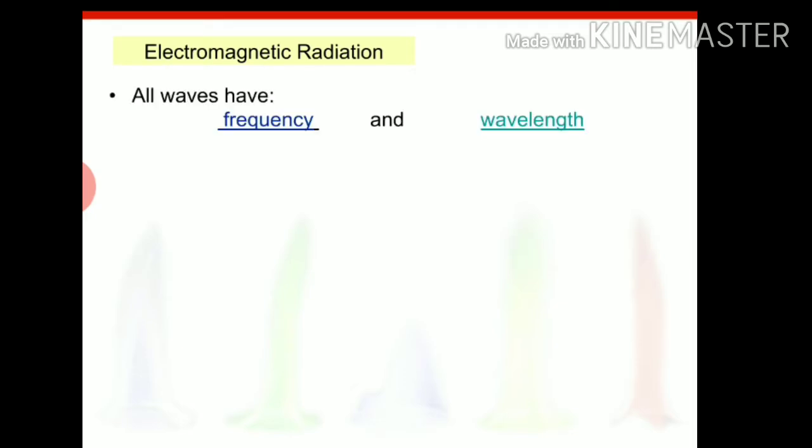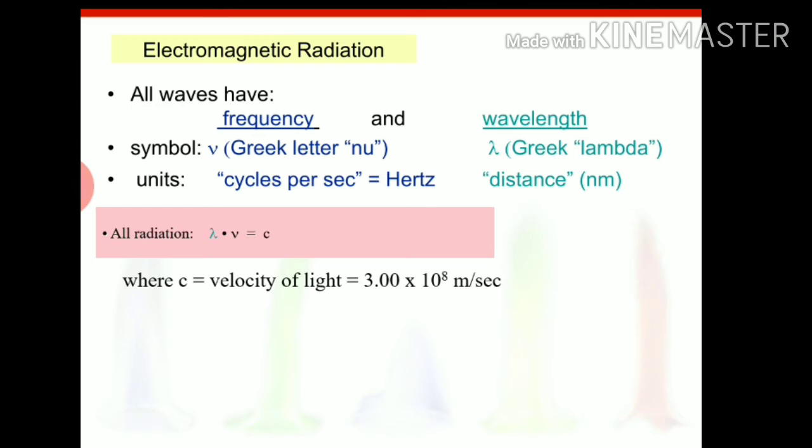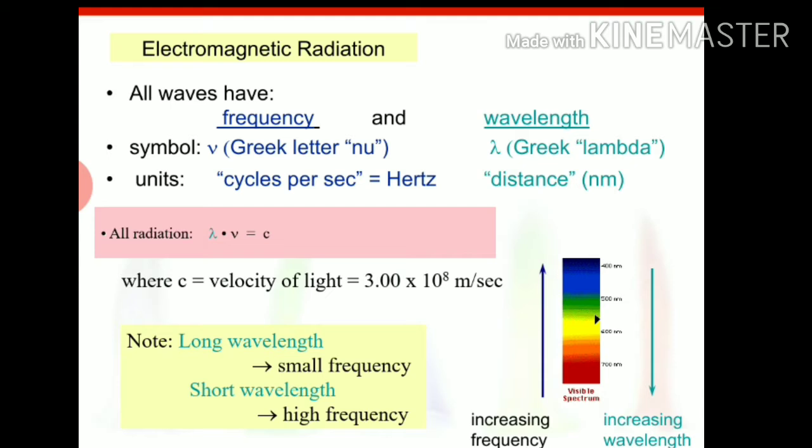Let us see the electromagnetic radiations. We know the wave is characterized by frequency and wavelength. Frequency is denoted by nu and wavelength is denoted by lambda. The unit of frequency is cycles per second or hertz. The unit of wavelength is nanometer. The relation between wavelength and frequency is shown in the equation, where c is the velocity of light, which is 3 into 10 to the power 8 meter per second.